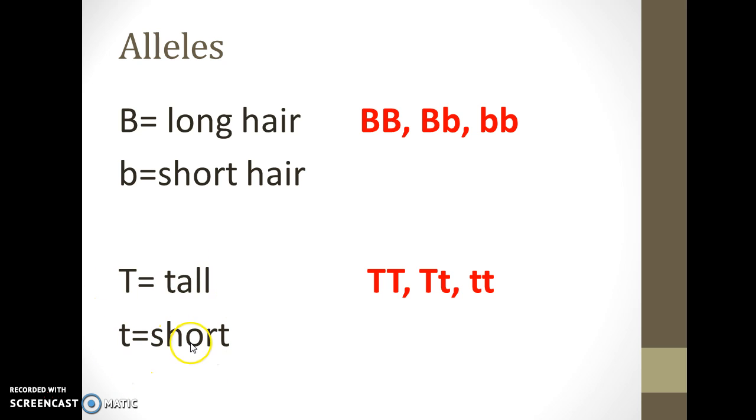Okay, so our next allele example is with tall and short. The dominant trait is tall, the recessive trait is short. This one means both of your parents gave you a tall gene. This one means one of your parents gave you a tall, one gave you a short. So you would be tall even though you have a short gene or trait. And then here you would be short because both of your parents gave you a short gene.